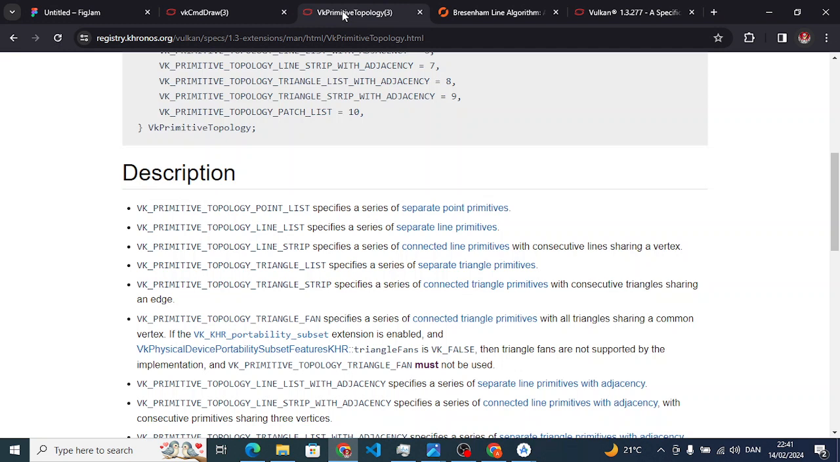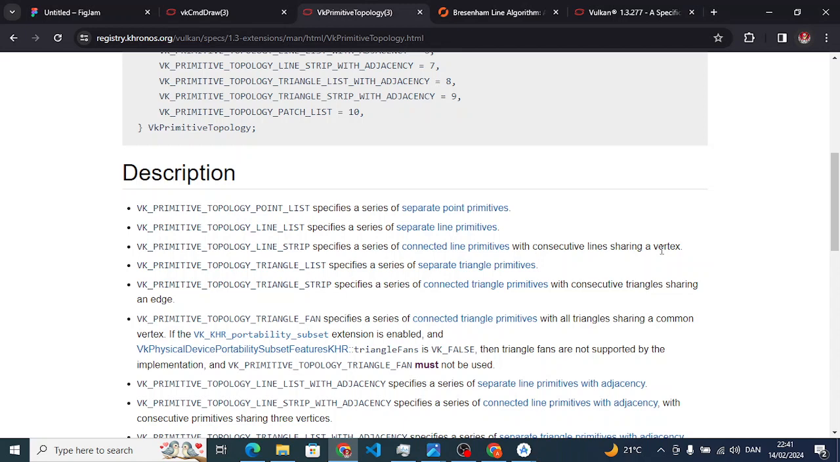Whenever we are drawing a polygon, or really these polygonal figures, we usually utilize a triangle, and the method that is heavily utilized is the topology triangle list especially. But since we are dealing with lines, we don't require this. The one we are going to use at the moment is the topology line list. As you can see, it specifies a series of connected primitives in a continuous line sharing a vertex. So the vertex is the coordinate that we calculated using Bresenham.